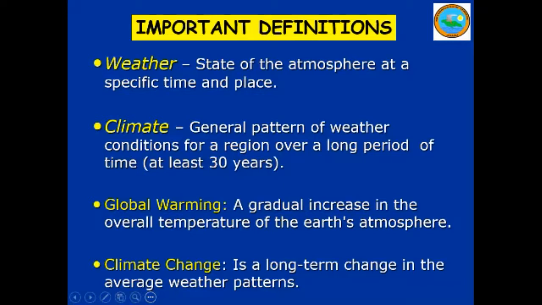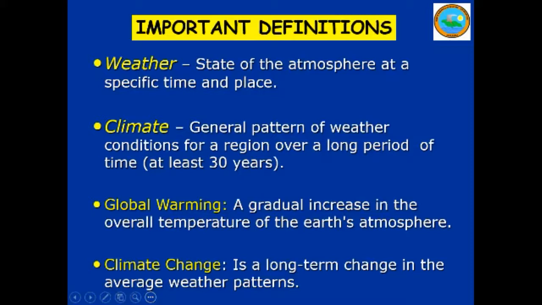However, if we monitor the weather on a daily basis and look at it as an average over a long period of time, like 30 years, then the average weather over that long period is referred to as climate. So first we need to have weather before we can determine what the climate will be. Remember, weather comes first, climate comes afterwards, right?